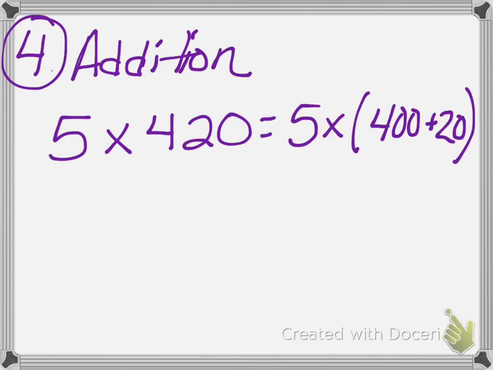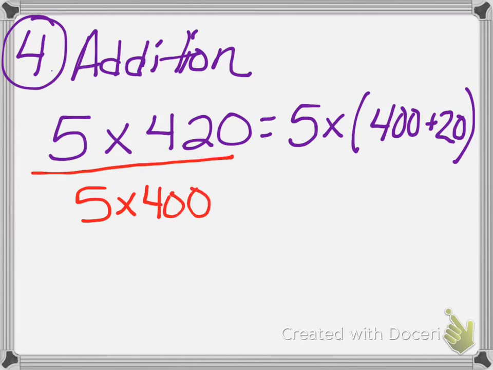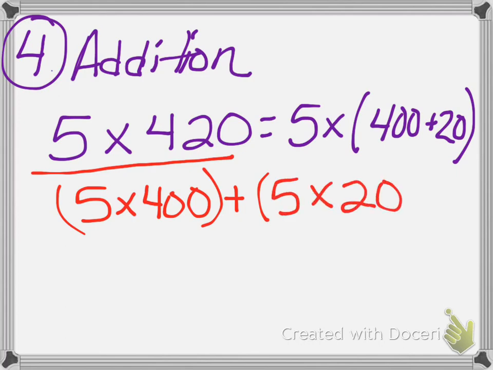The fourth option is changing or breaking apart one of the numbers with addition. The kids look at this kind of as expanded form, or distributing, or breaking it apart. So my original problem was 5 times 420, but I'm going to distribute or break apart 420 into smaller bits. So now I will do 5 times the 400, and then I will do 5 times 20.